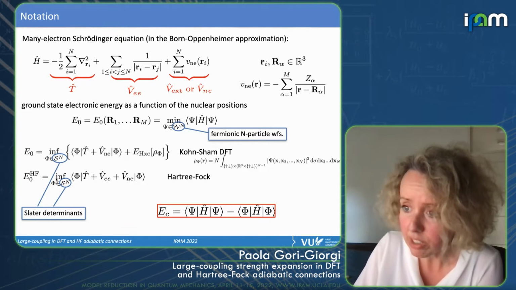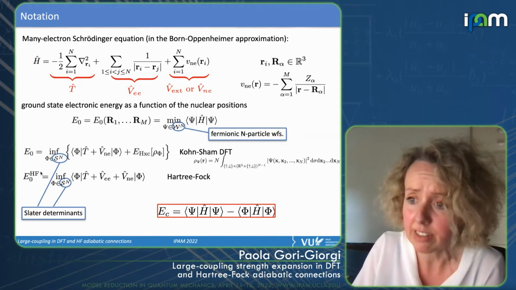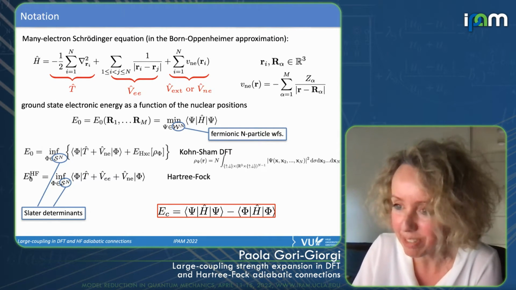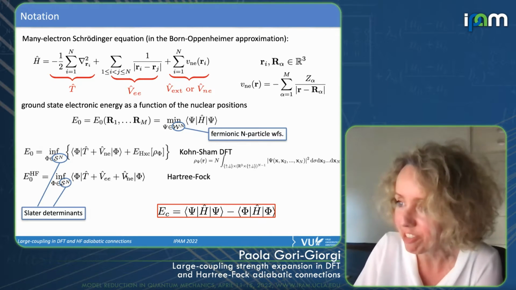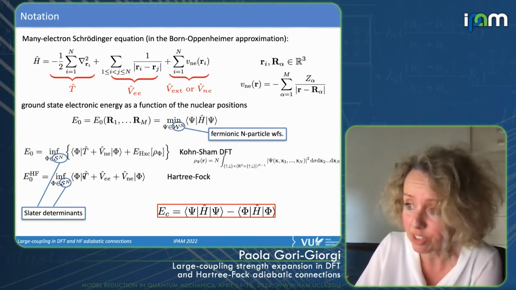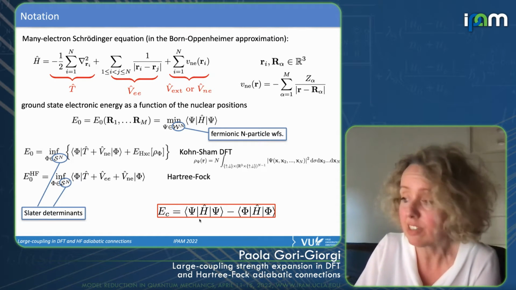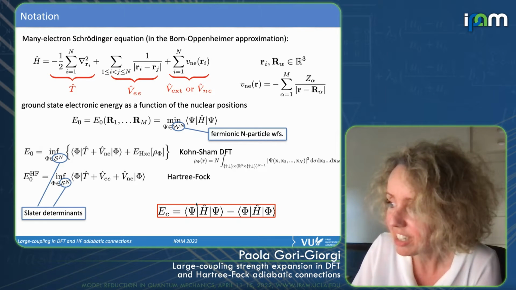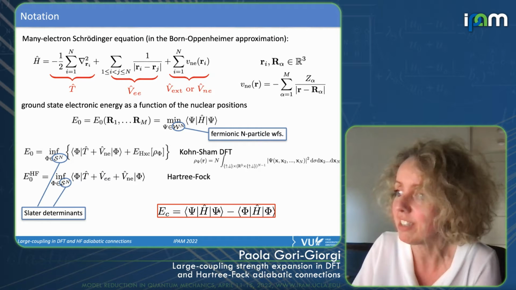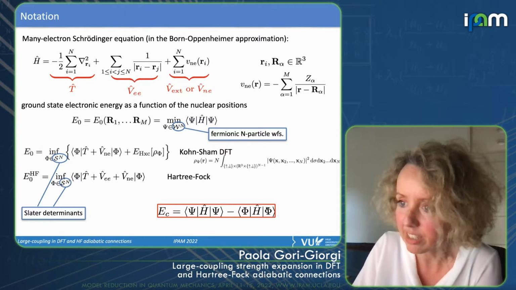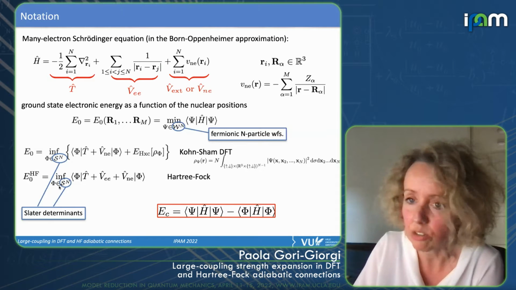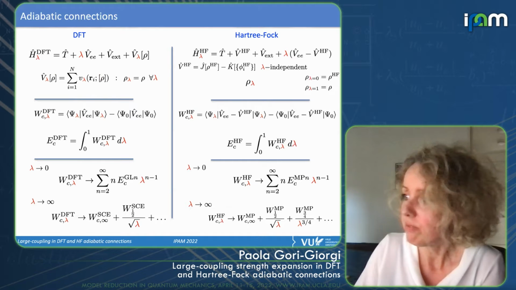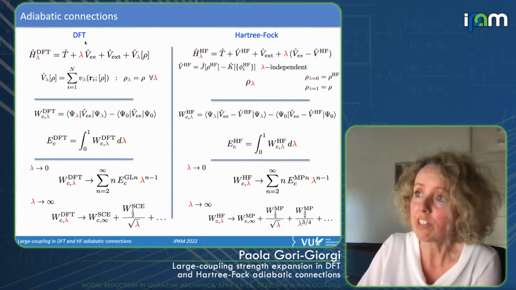While in Hartree-Fock theory, we never access the exact many body energy, but the Hartree-Fock energy, which is the minimum over all possible Slater determinants of the true Hamiltonian. In both theories, both Kohn-Sham and Hartree-Fock, the correlation energy is defined as the difference between the true ground state energy and the expectation on the Slater determinant, whether the Kohn-Sham one or the Hartree-Fock one. And the topic of my talk will be these so-called adiabatic connections.